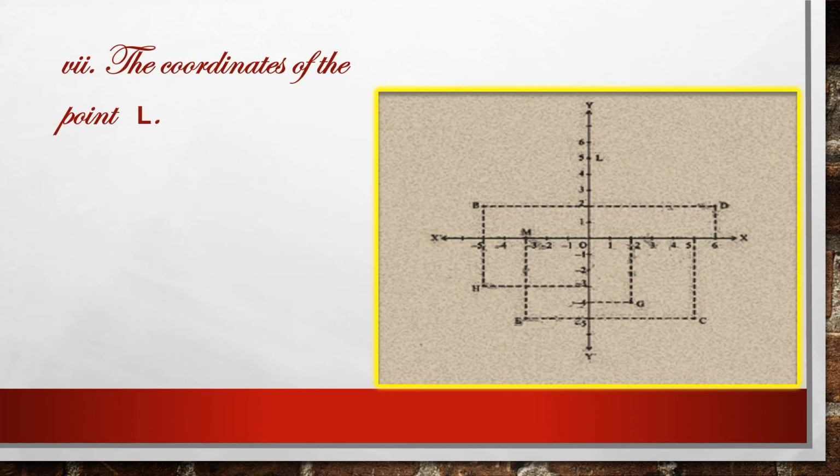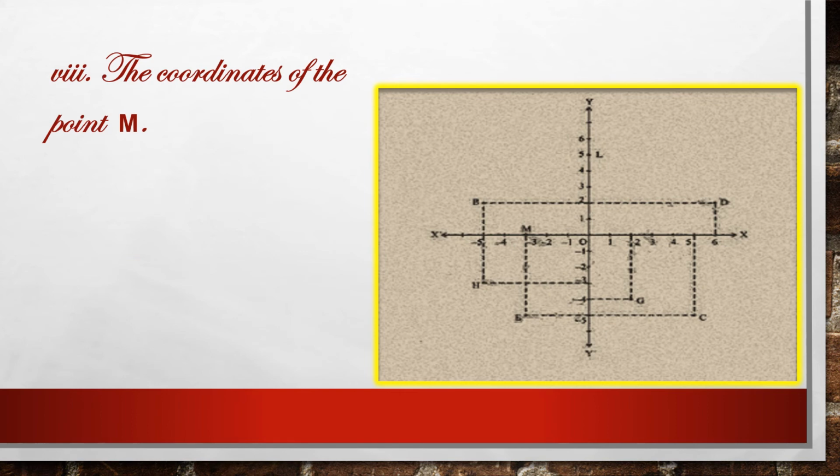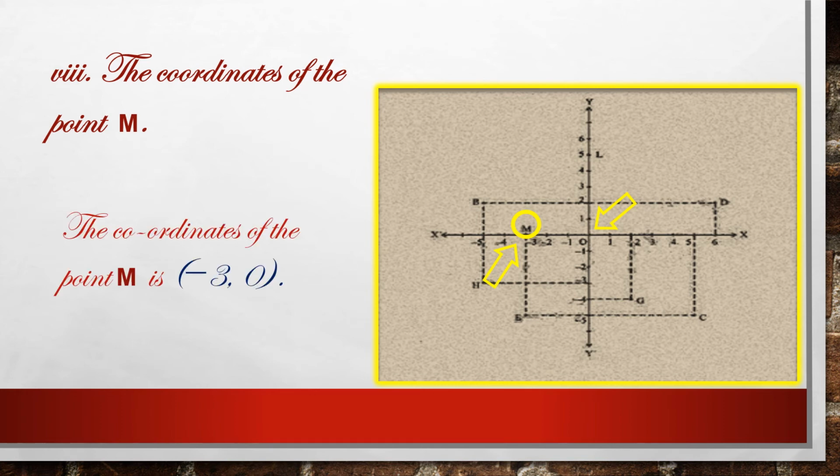The coordinates of the point L. Let's mark L. Here on the x-axis it meets at 0 and on the y-axis at 5. So the coordinates are 0 comma 5. The coordinates of the point M. On the x-axis it is at minus 3 and on the y-axis 0. These two meet at M. So the coordinates are minus 3 comma 0.